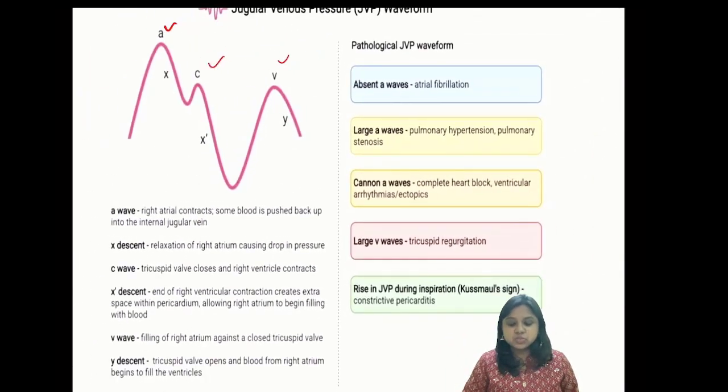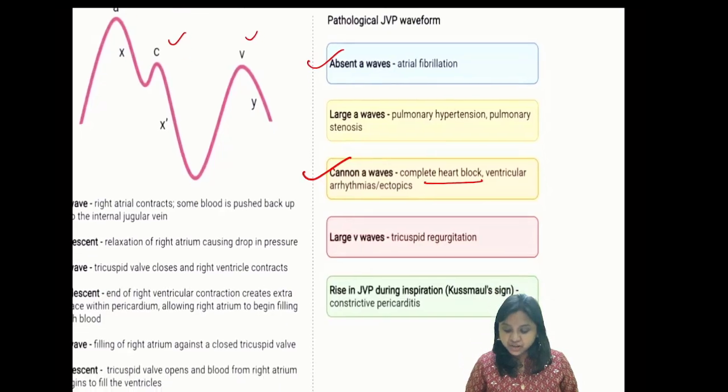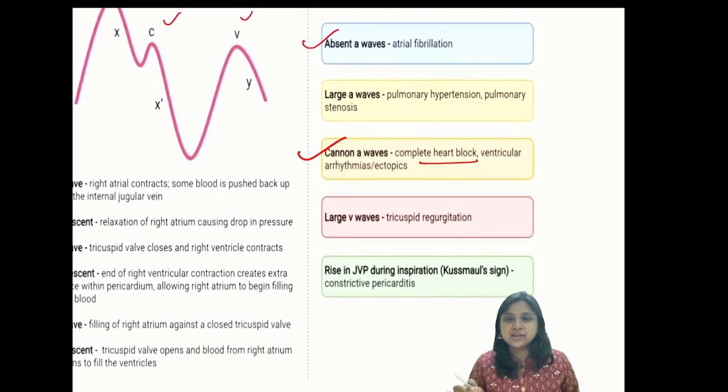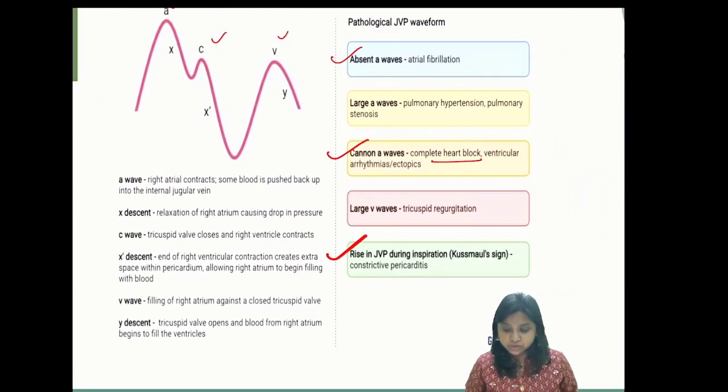You can be given a spotter where you need to identify the A wave, C wave and V wave, and some simple questions like where you find absent A waves: atrial fibrillation. Cannon A waves, again a very important question. Cannon A waves you find in case of complete heart block, or in case of ventricular arrhythmias or ectopics. Large V waves or CV waves, as I said, known as the Lancisi sign, you find in tricuspid regurgitation. And the Kussmaul sign is whenever the patient inspires, there is a rise in the jugular venous pressure, which you get in constrictive pericarditis. So these are a few one-liners from JVP that you need to recall at the last moment.